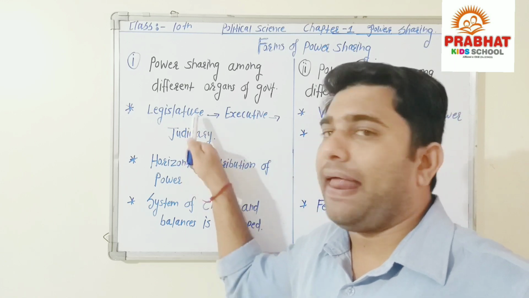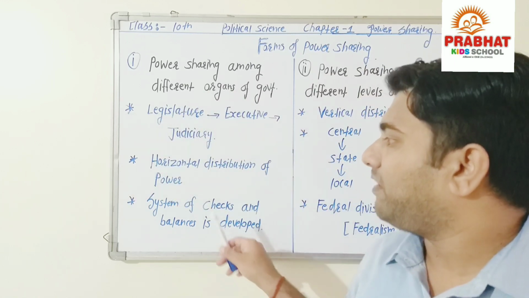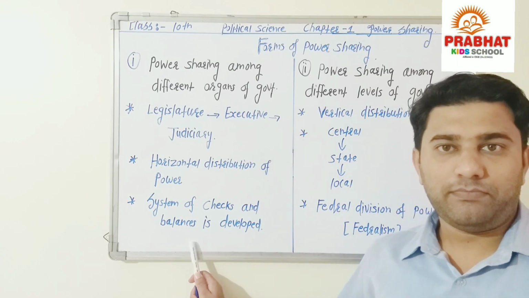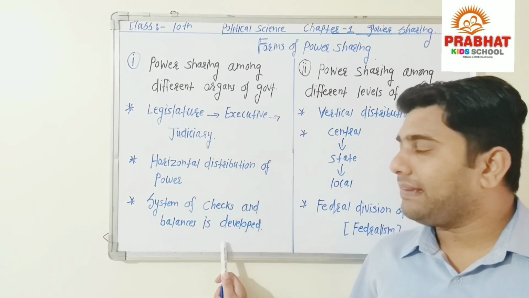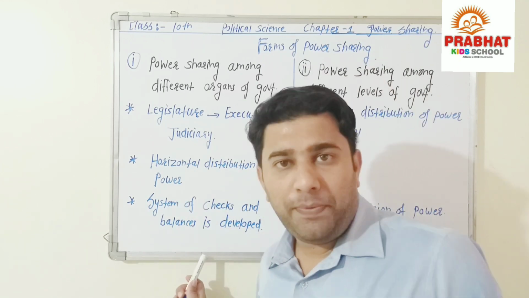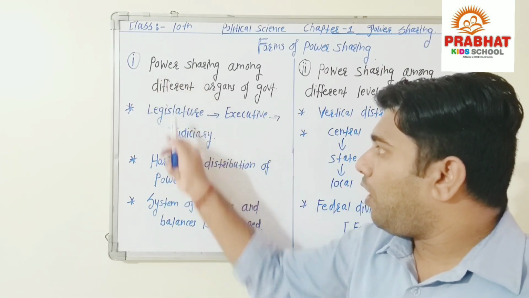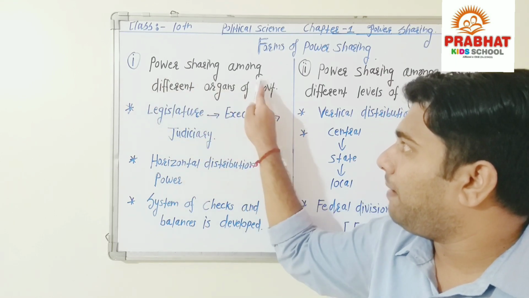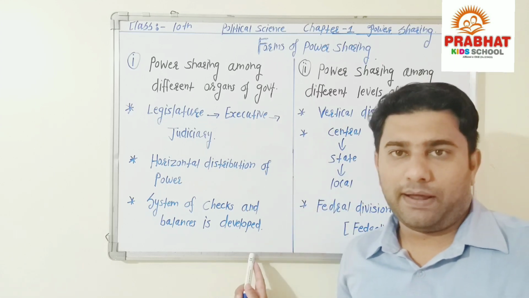They have the check and balance, and that's why this kind of power sharing is also called the system of checks and balances. Okay, the system of checks and balances is developed in this kind of power sharing. Understood, children? I hope it is understood by you all. These are all the important points. This is the first form of power sharing among different organs of the government.